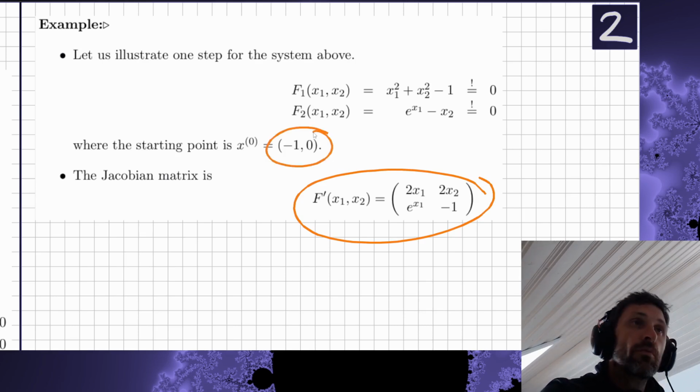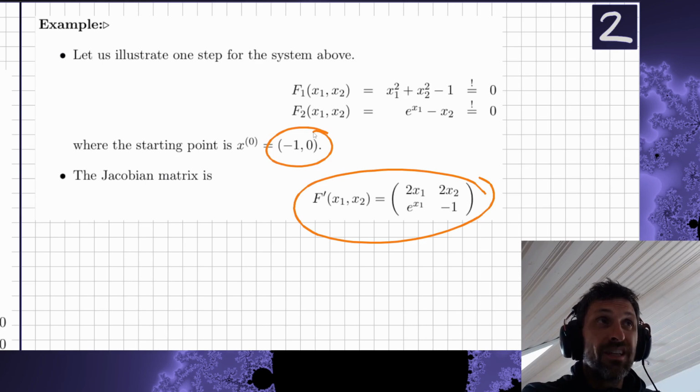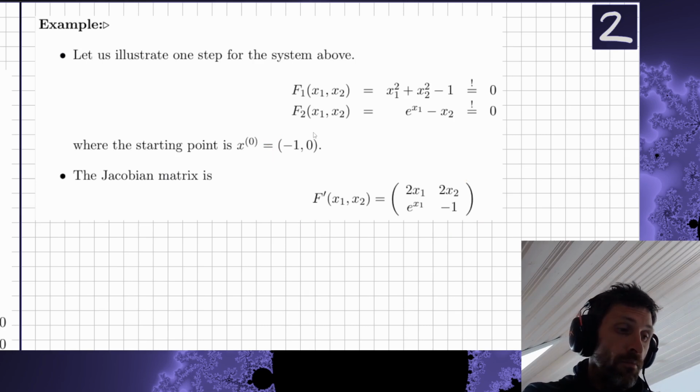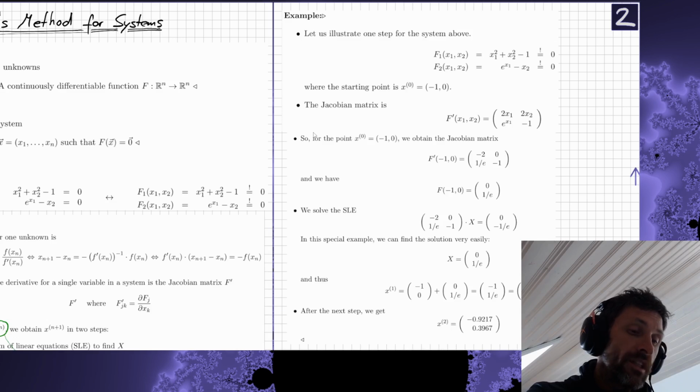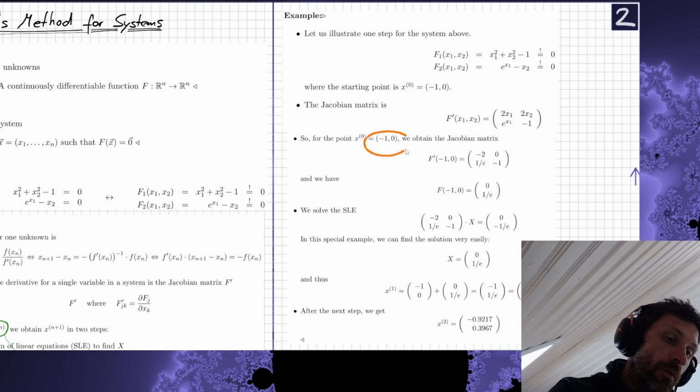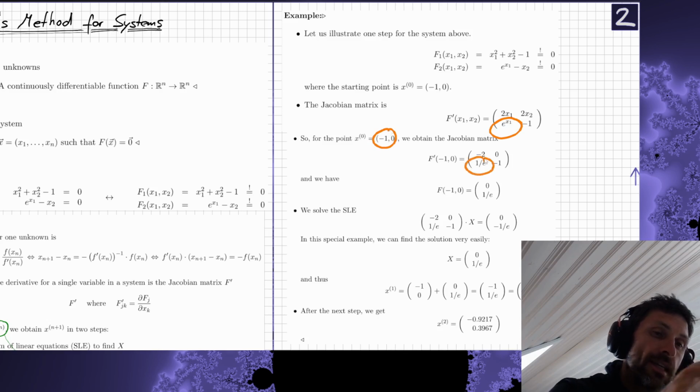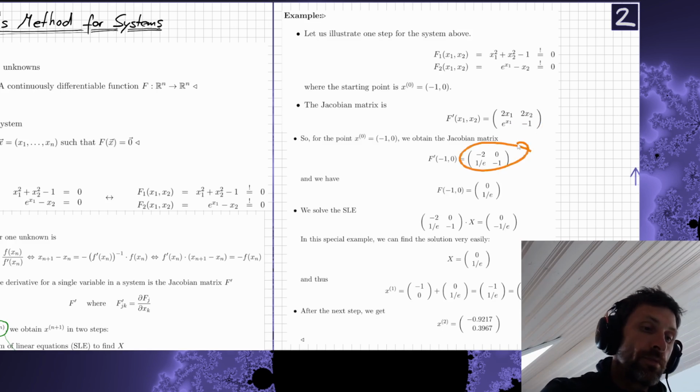And now next we will be interested in the Jacobian in this specific point. And we need the function value. Okay, so with -1, 0: -1 times 2 is -2. 2 times 0 is a 0. E to the power of -1 is 1 divided by e. And -1 is -1. So this is the Jacobian at that point.